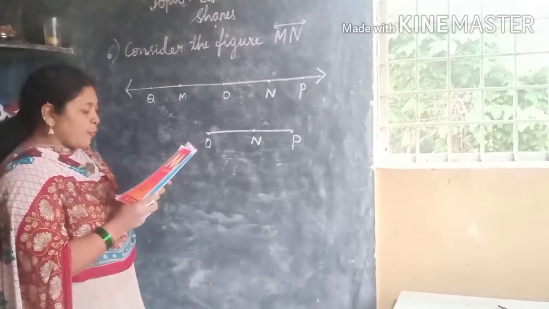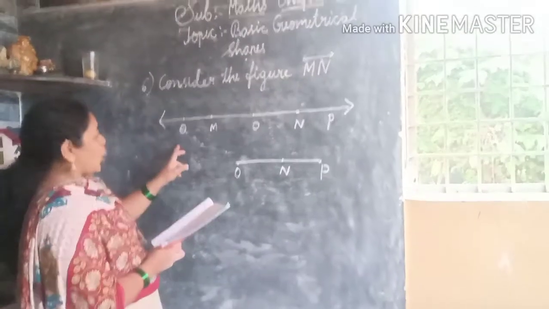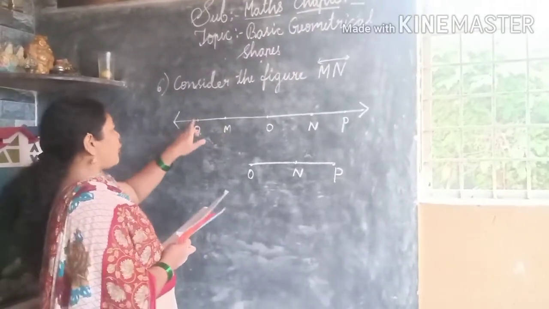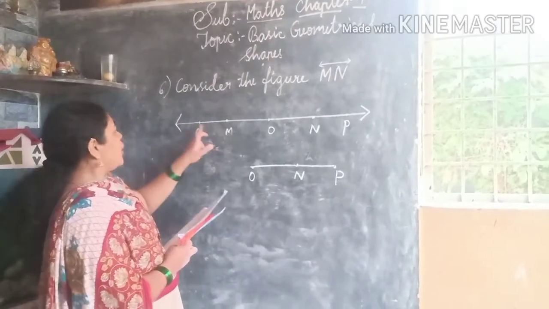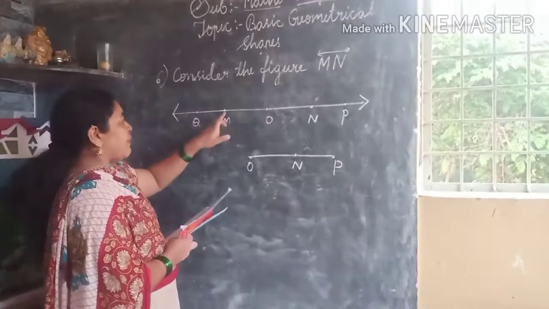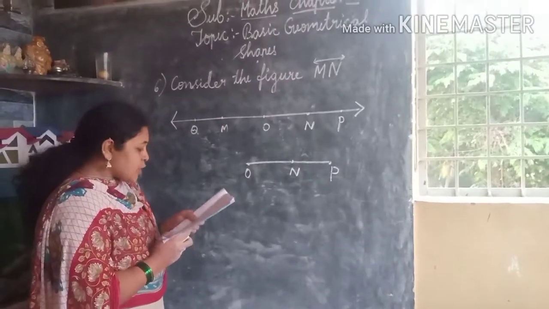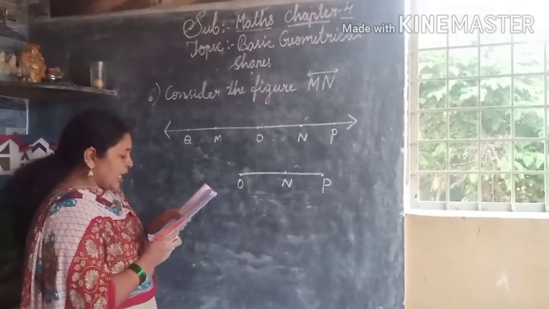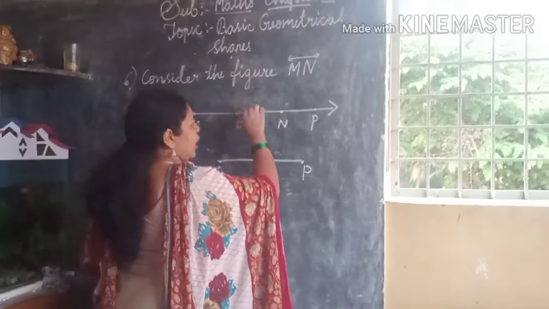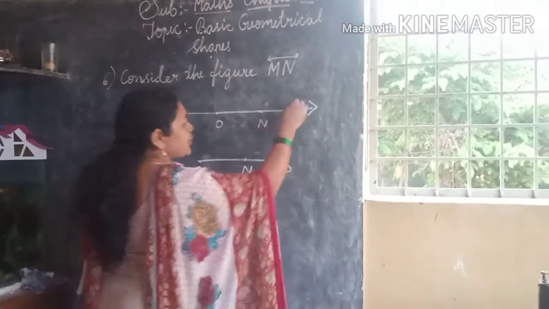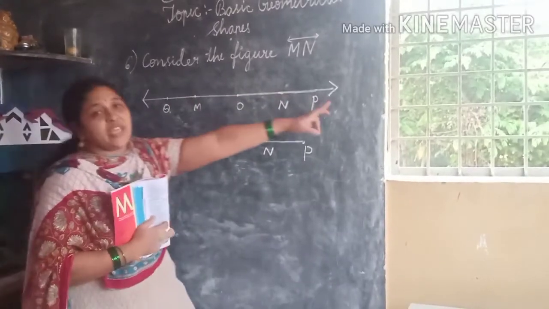M is one of the end points of a line segment OQ. M is the end point of OQ. Is this correct? No, it is wrong. If it is OQ, then M cannot be an end point. So it is false. M is a point on a ray OP. Is it true? No, it is false because M is nowhere in OP.